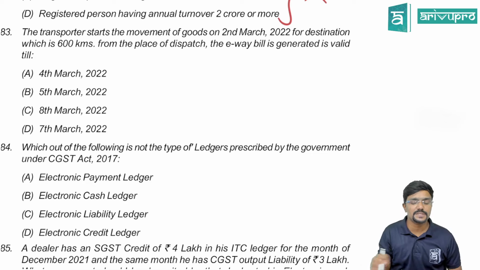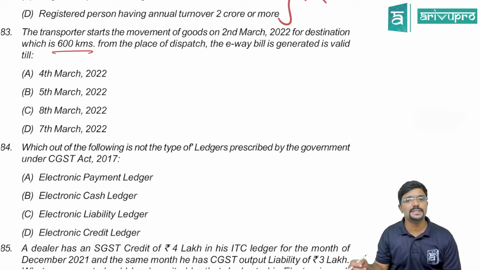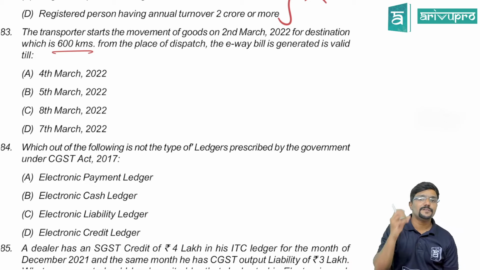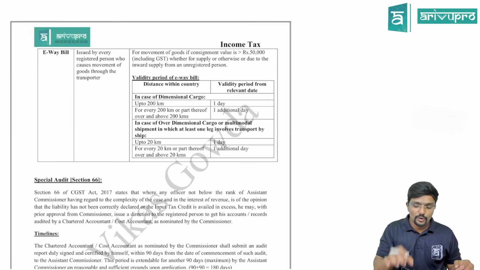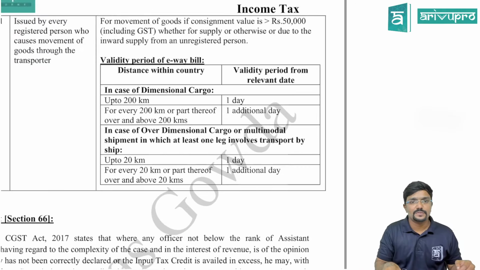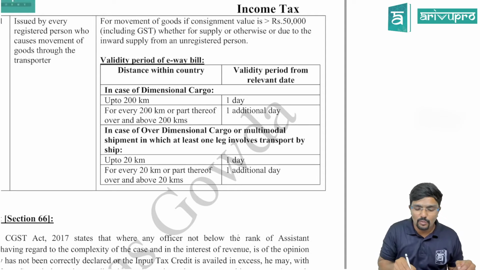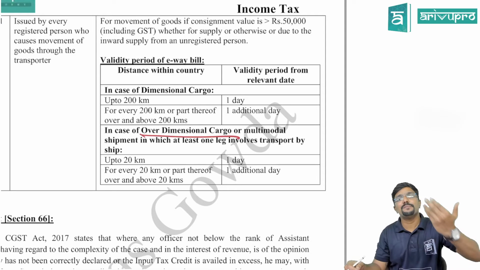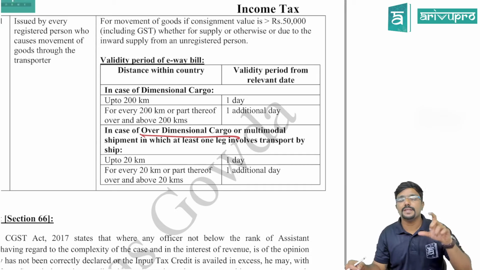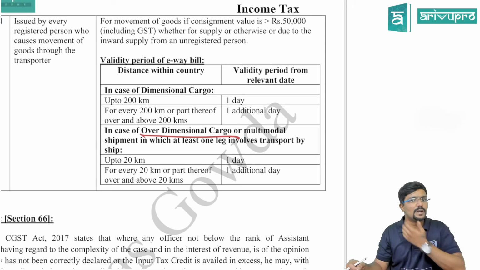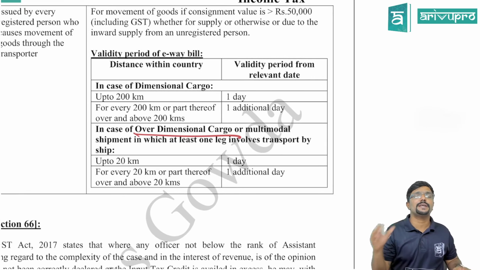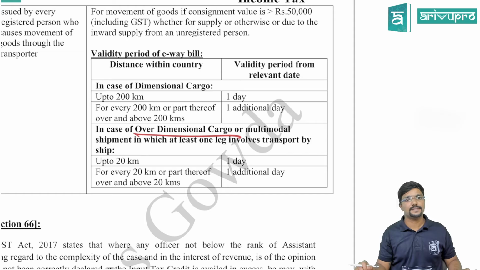Okay. The transporter starts the movement of goods on 2nd March for a destination which is 600 kilometers from the place of dispatch. The e-way bill generated is valid till? See, the validity of the e-way bill depends on the goods, whether it is dimensional cargo or over dimensional cargo. But have they mentioned anything in the question? No, sir. In that case, what do you assume? Dimensional cargo. Assume it is dimensional cargo. In that case, for every 200 kilometers, the validity is 1 day, guys.